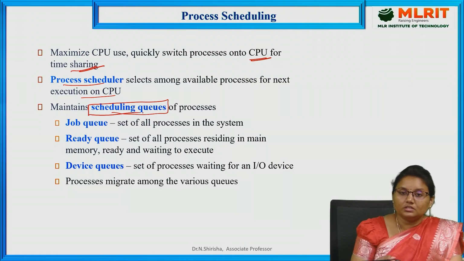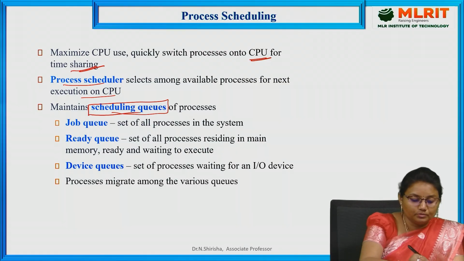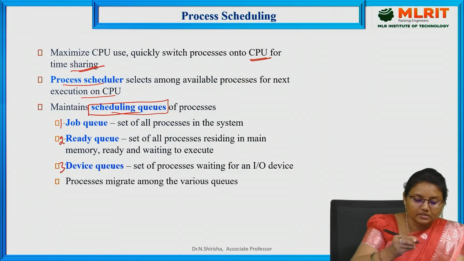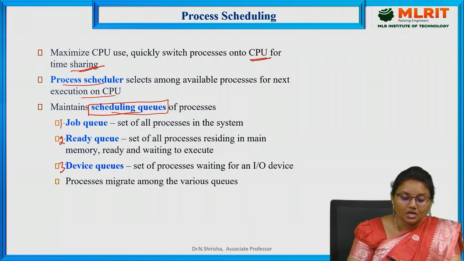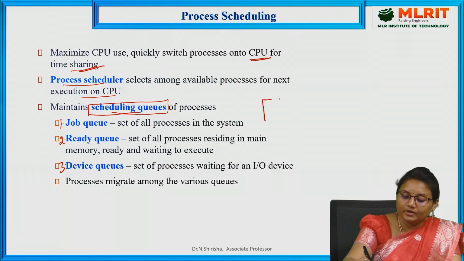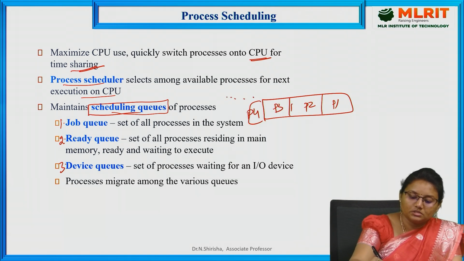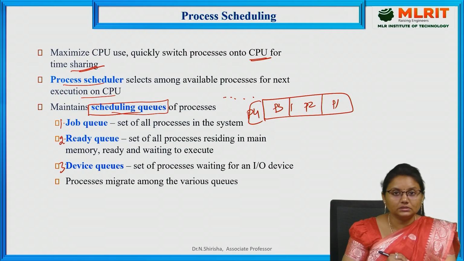So what are the scheduling queues? There are three types of queues. One is a job queue, the second one is a ready queue, and the third one is a device queue. What is a job queue? It sets all the processes in the system. Whenever you have n number of processes, P1, P2, P3, P4 and so on, how many processes you have, those are all set in the job queue.